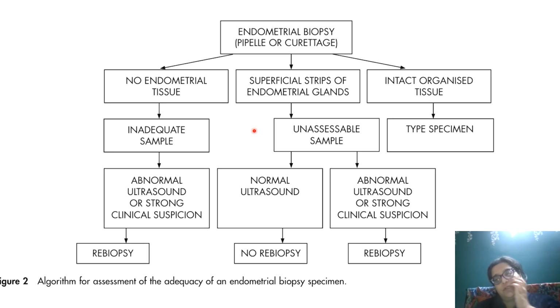So how do you approach an endometrial biopsy? Either you get a biopsy where there is no endometrial tissue. A lot of times we just get cervical tissue. Then you need to report it as inadequate sampling. Go for radiology and a rebiopsy.